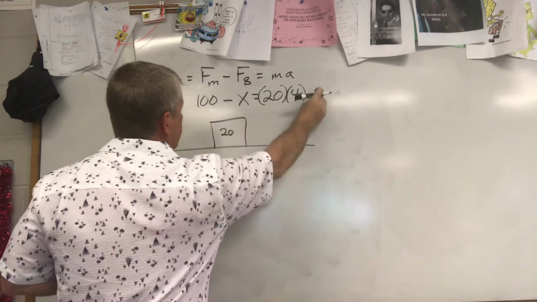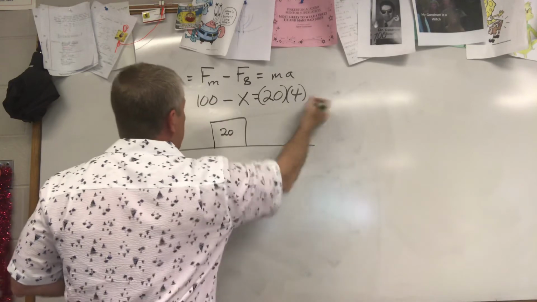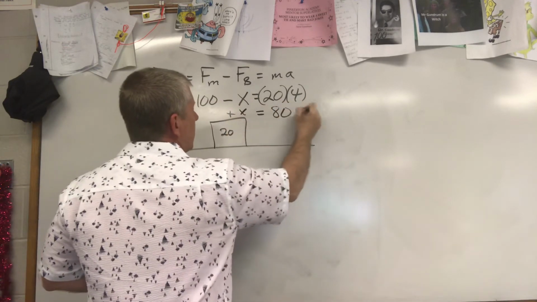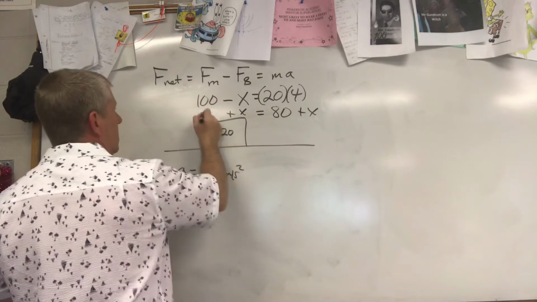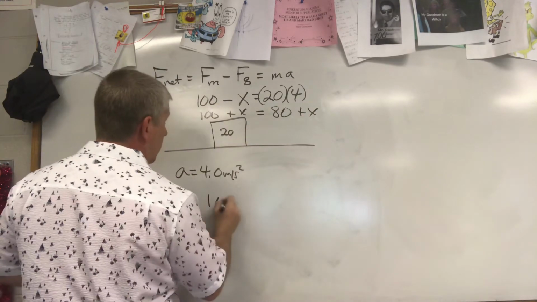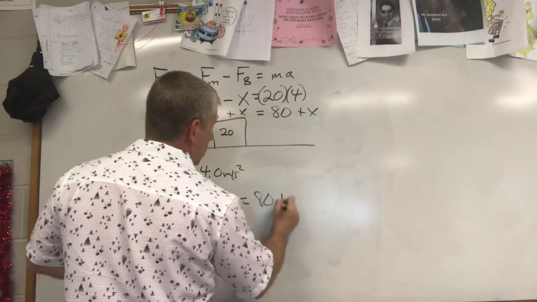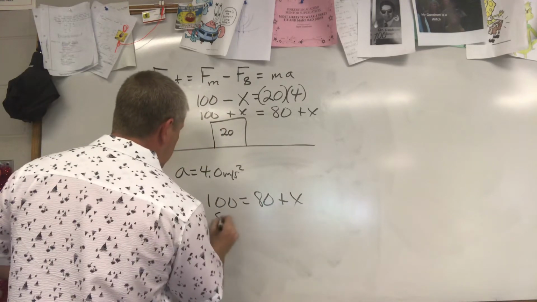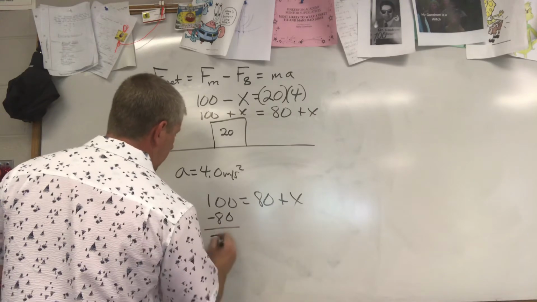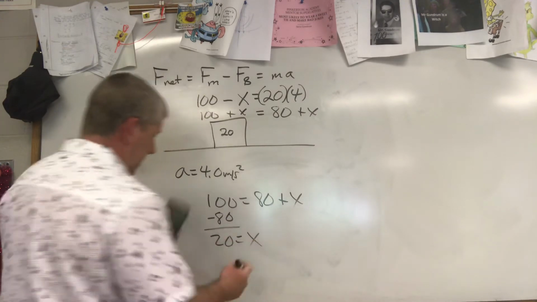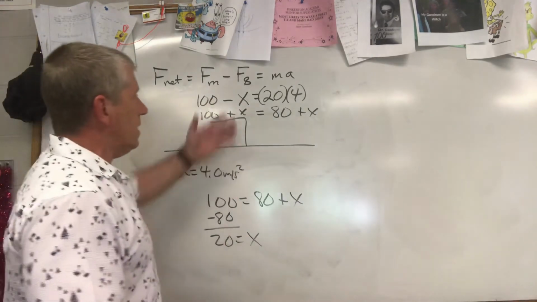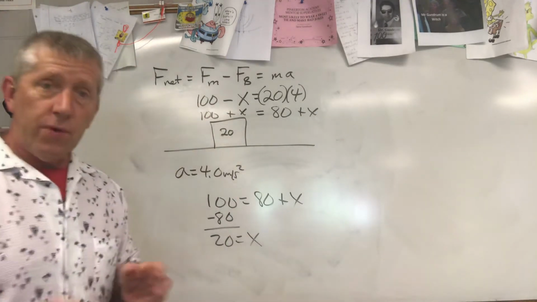Okay, so add x to this side. So I'm going to get rid of x, so plus x is 80 plus x. And now we have 100. So that's 100 equals 80 plus x. Subtract 80 from both sides, and we get x is equal, we need a calculator for that one, x is equal to 20. X would equal 20 newtons. So the force of friction is 20 newtons.